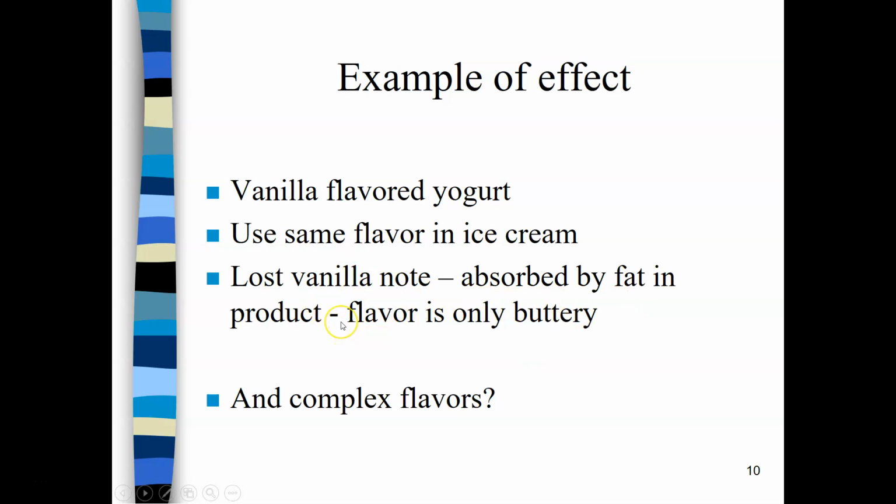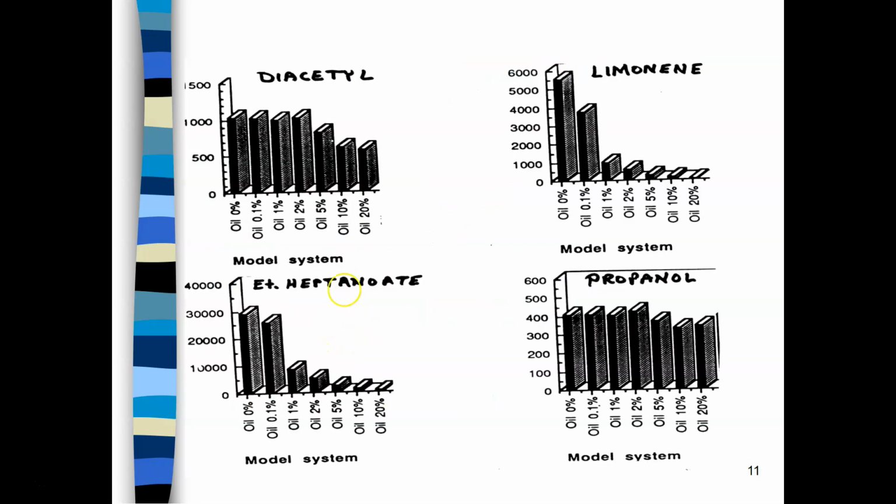Think about this now. That's two compounds, but think about 20 compounds or 30 compounds that are all different. Some will like the fat and disappear. Some won't like it, and they'll stay there. And so we end up really having a change in intensity and change in character. This slide, I'm just going to say a little bit about it.